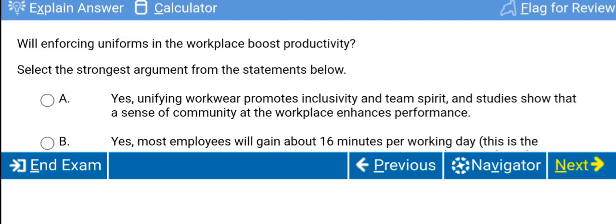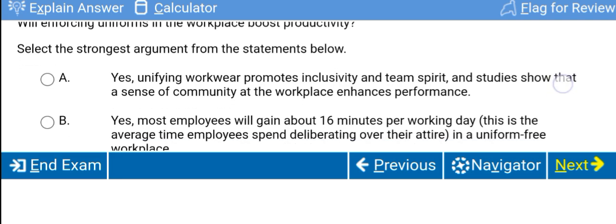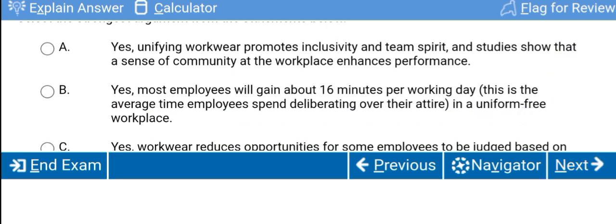So will enforcing uniforms in the workplace boost productivity? Select the strongest argument from the statements below. Option A, yes. Unifying workwear promotes inclusivity and team spirit. And studies show that a sense of community at the workplace enhances performance.